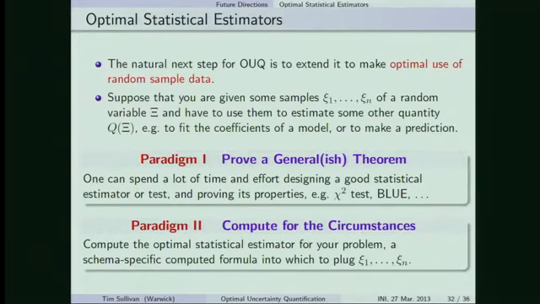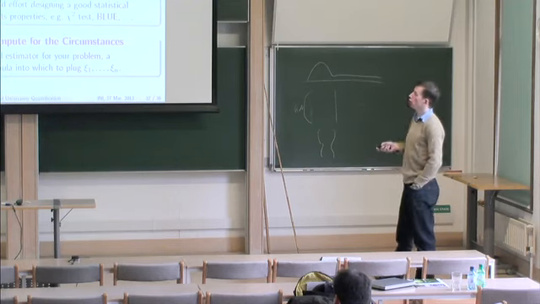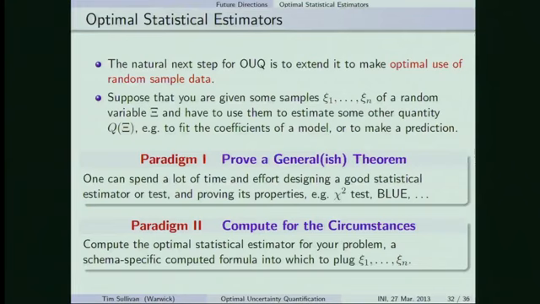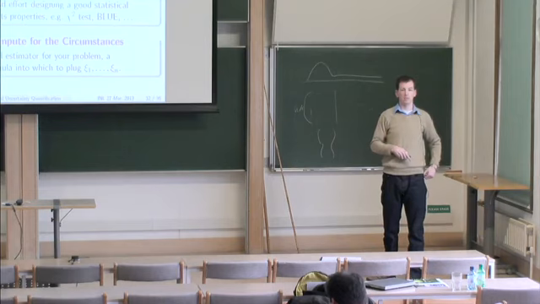The other thing I'd like to say is, what if you can make optimal use of random sample data? So compute an optimal statistical estimator for a given situation. So instead of proving a theorem, like establishing the validity of the chi-square test or best linear unbiased estimators or so, work out sort of the schema, the data scheme of your problem, and then compute the optimal statistical estimator for that problem, and then plug in your sample data.